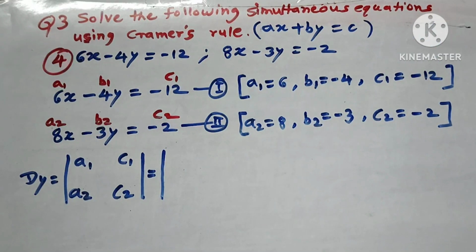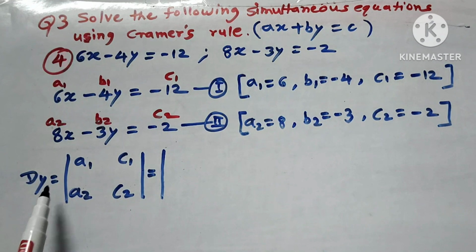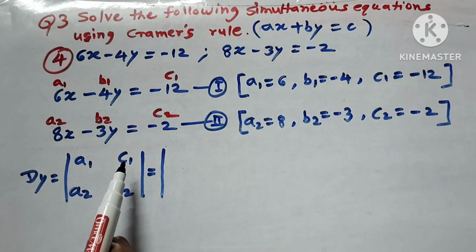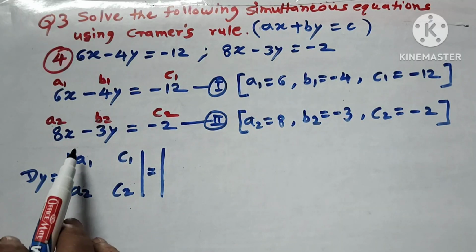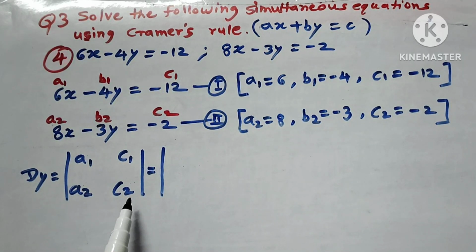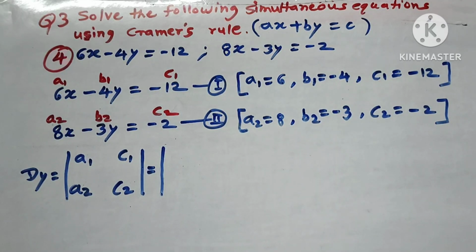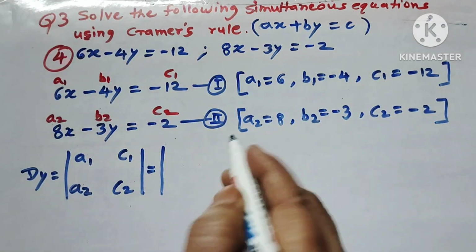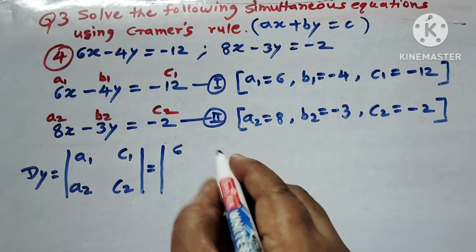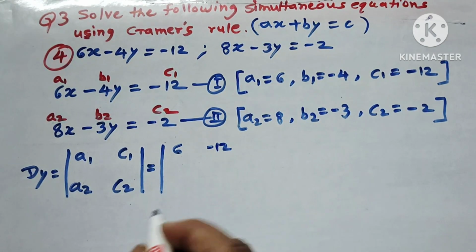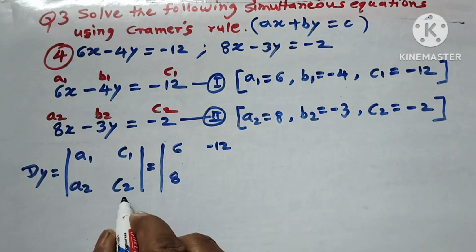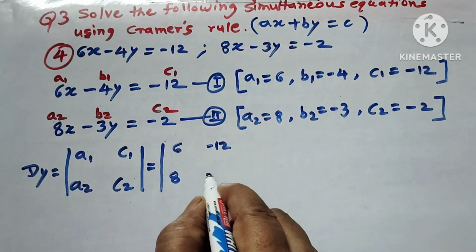Now Dy is equal to the determinant of a1, c1 in the first row and a2, c2 in the second row. Here a1 is equal to 6, c1 is equal to -12, a2 is equal to 8, c2 is equal to -2.